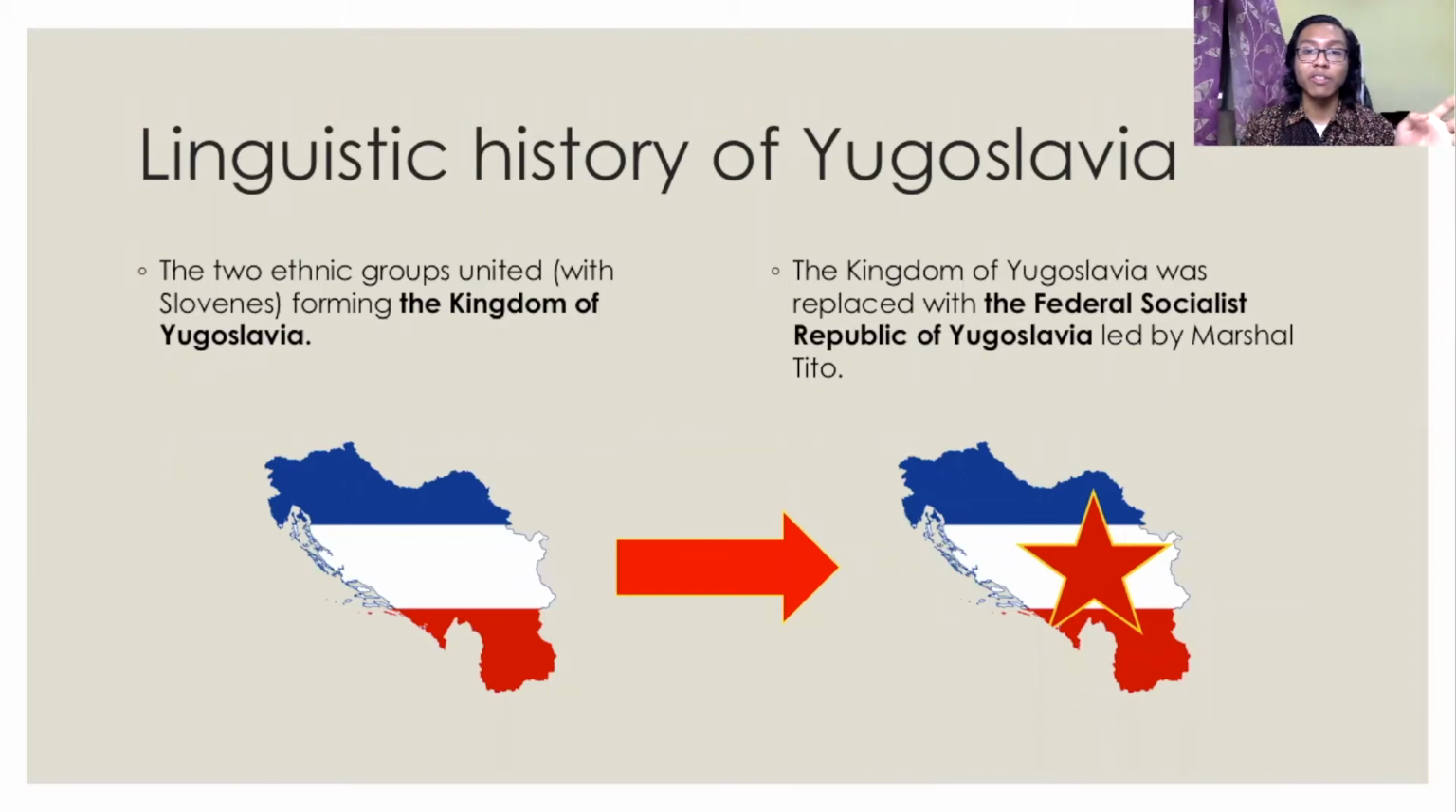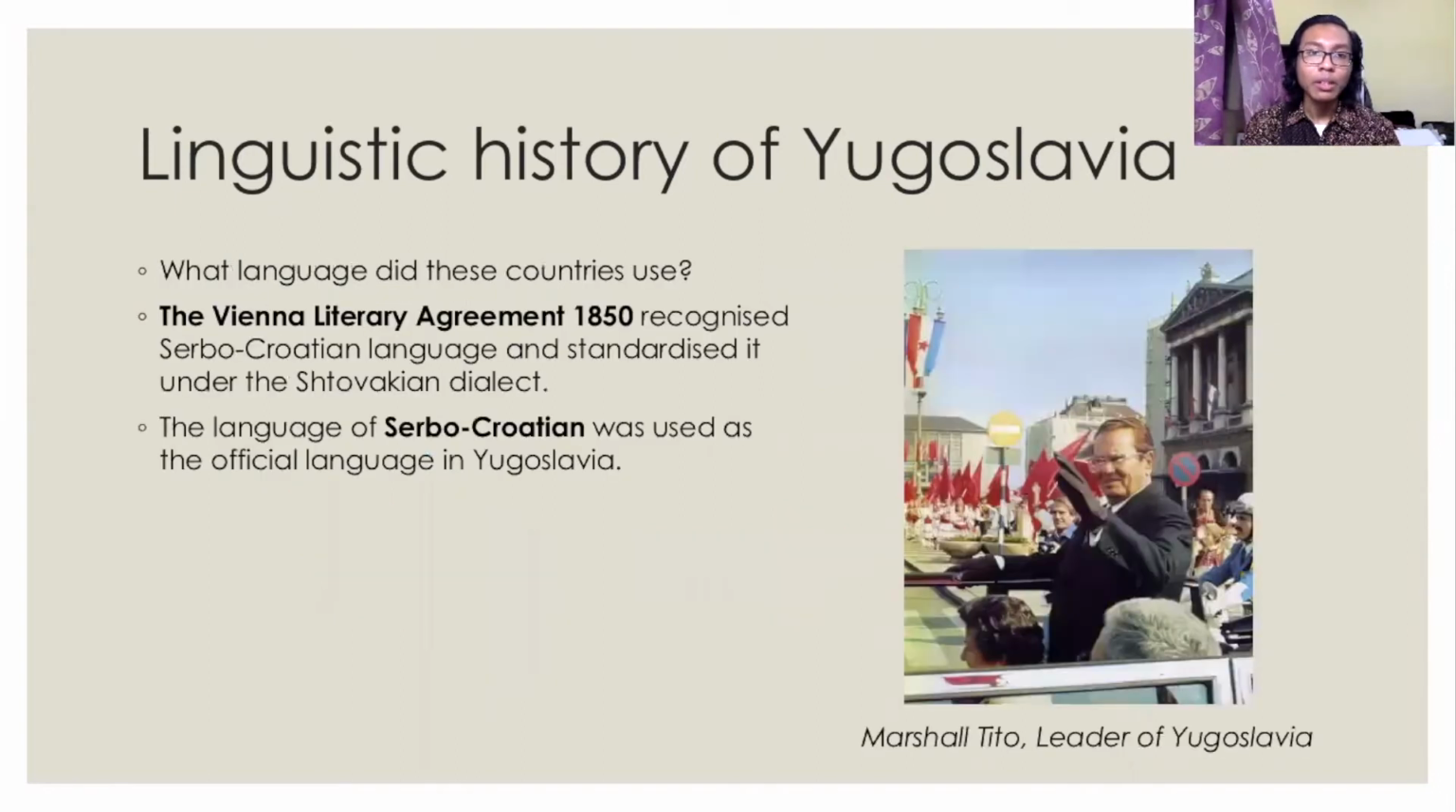The Kingdom of Yugoslavia was eventually replaced with the Federal Socialist Republic of Yugoslavia, led by Marshal Tito. Now, what about the language used by Yugoslavia back then? According to the Vienna Literary Agreement in 1850, it recognized the Serbo-Croatian language and standardized it under the Slovakian dialect. The language of Serbo-Croatian was used and adopted as the official language in both the Kingdom of Yugoslavia as well as the Republic of Yugoslavia, Serbo-Croatian.